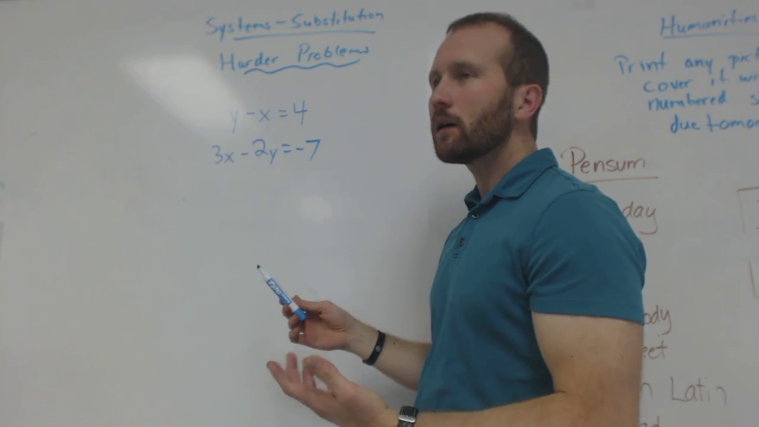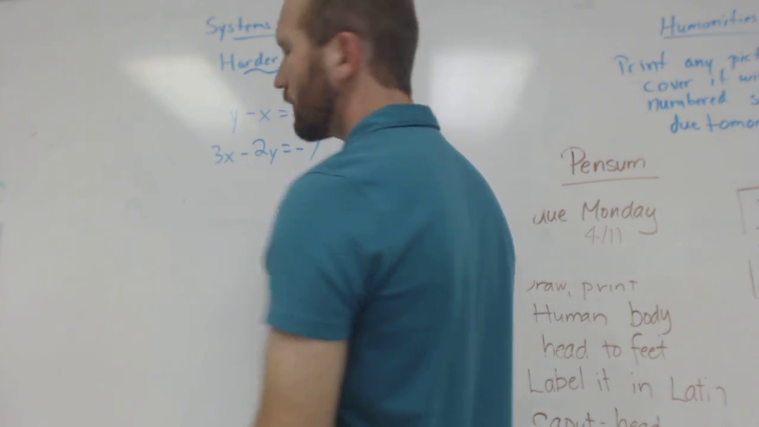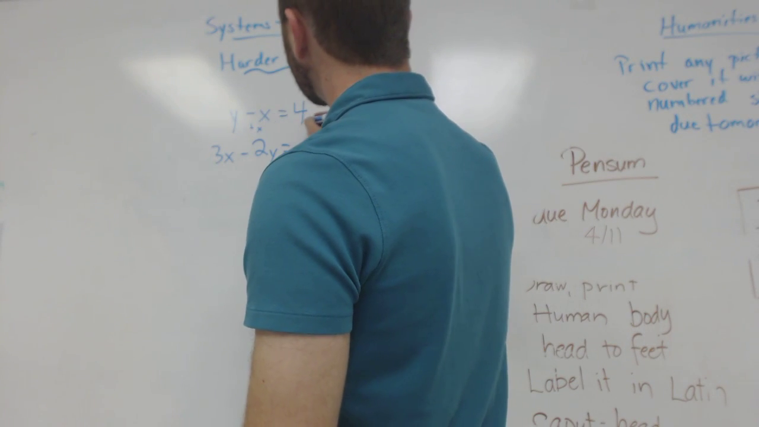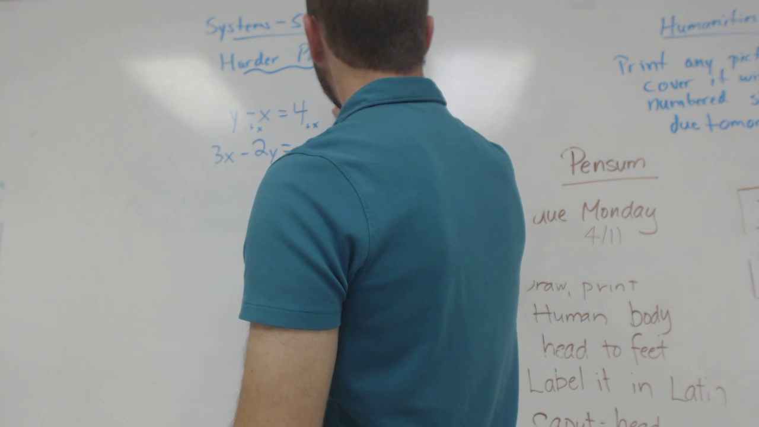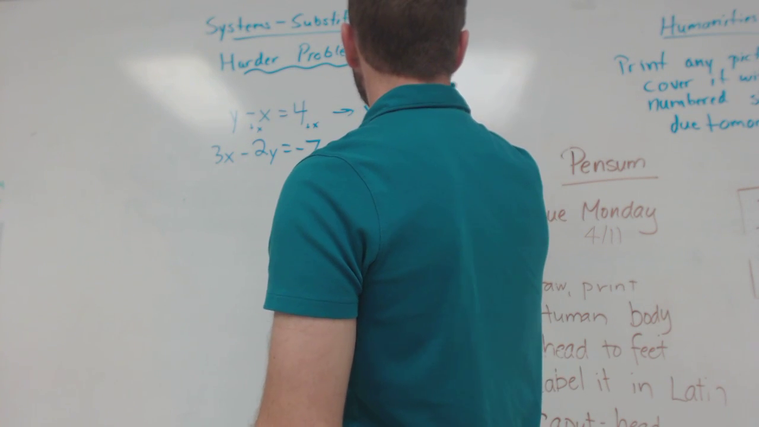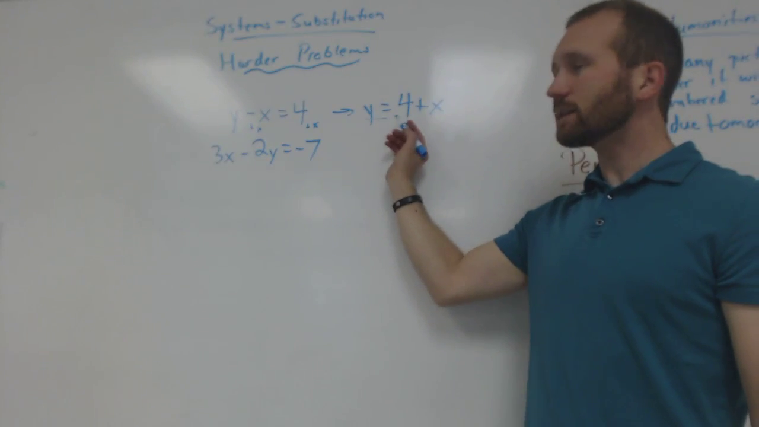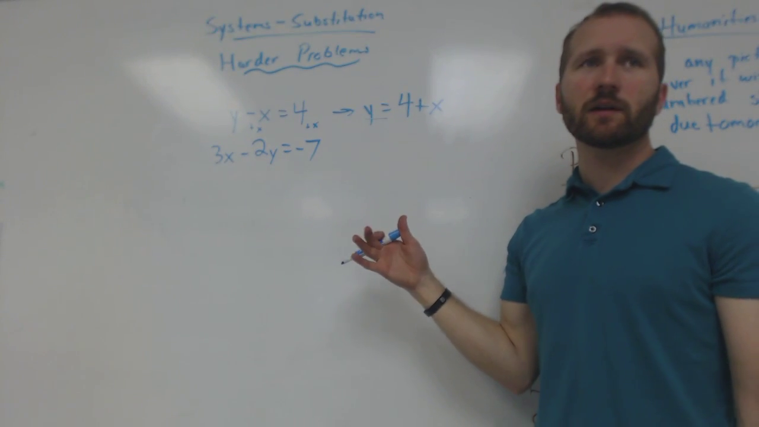Add x to the side. I could add x to both sides. So if I added x to both sides of this equation, now it would turn into y equals 4 plus x. Now I have y isolated. I have y all alone.